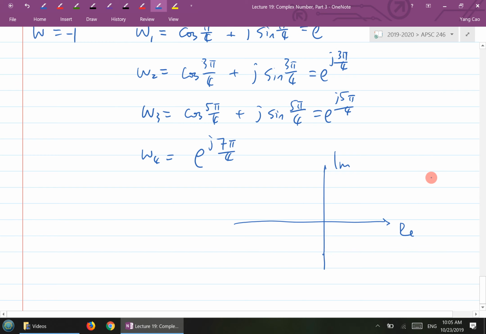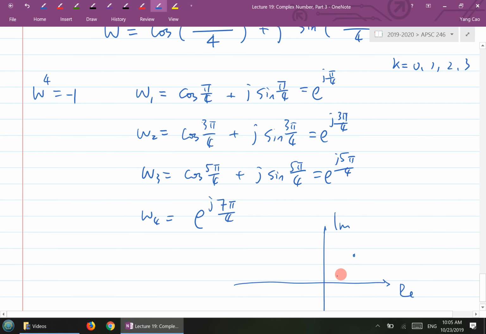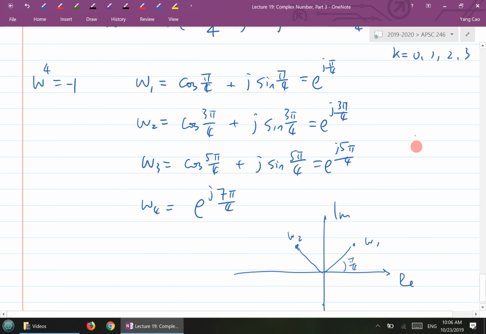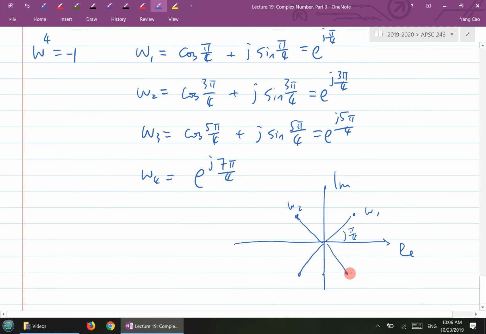Graphical wise, you can actually graph them out for this one here. So w1 is at pi over 4, w2 is here, w3 is here, and w4 is here. If you're looking for the nth root, 4 or 5 or 6, for 6 you have 6 answers, 6 complex numbers, and these numbers will evenly divide your complex plane into 6 sections. Or in this case, 4 sections. Is that good? That's the idea of the nth root of a complex number.